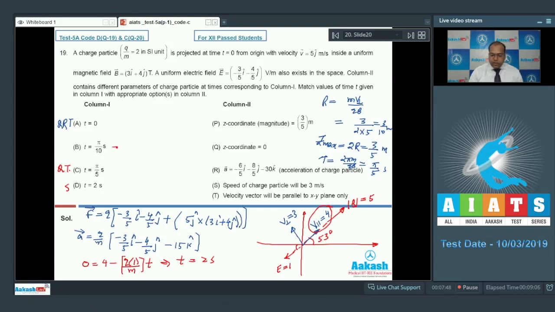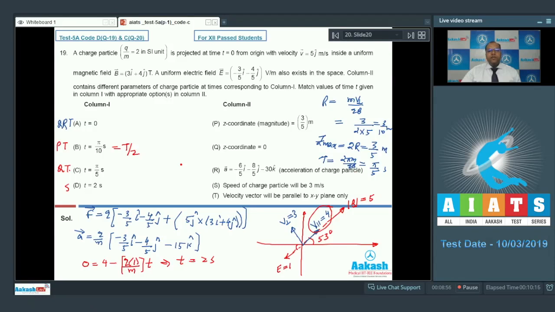When the time is T by 2, in that case, the particle has reached the maximum z coordinate, that is 2r. So the value of 2r is 3 by 5. So the correct matching will be P, and the velocity is parallel to the XY plane at that moment also, so the correct matching is also T. So in question number 19, the correct matching for entry A is QRT, for entry B it is PT, for entry C it is QT, and for entry D it is S.